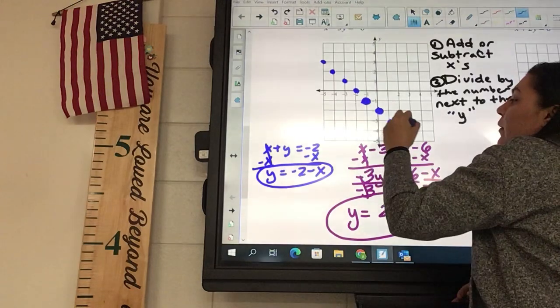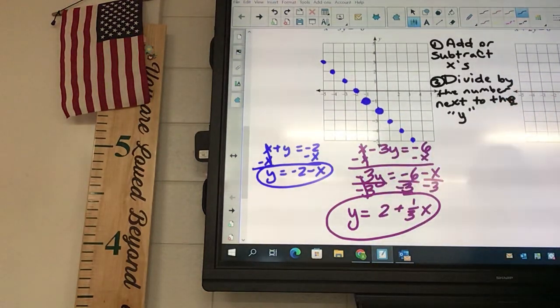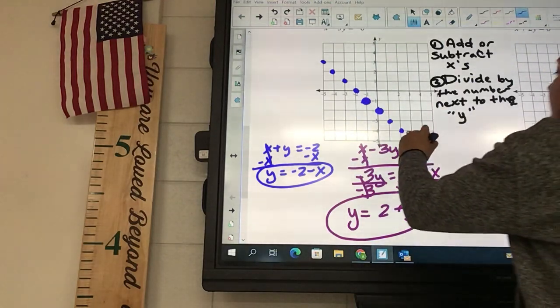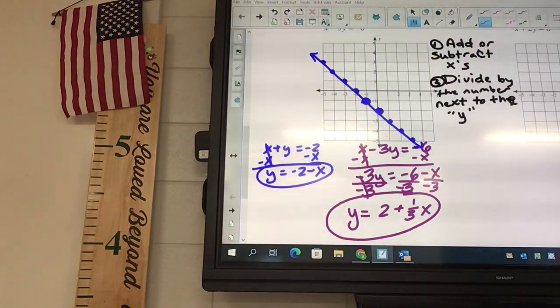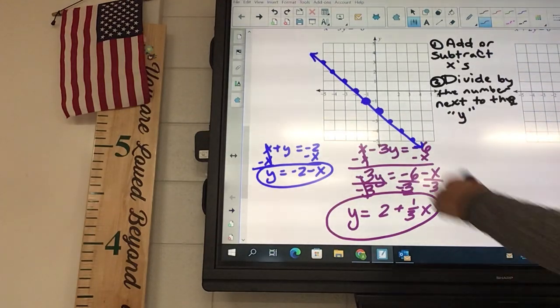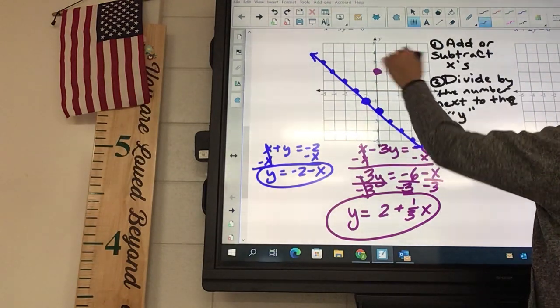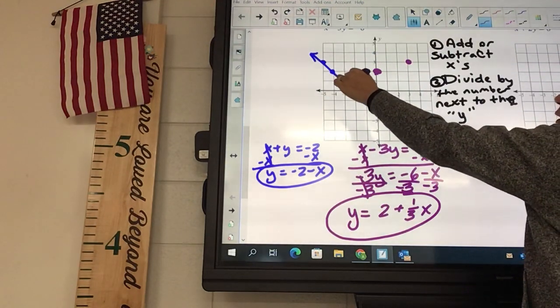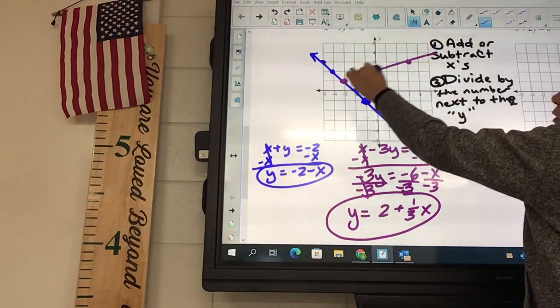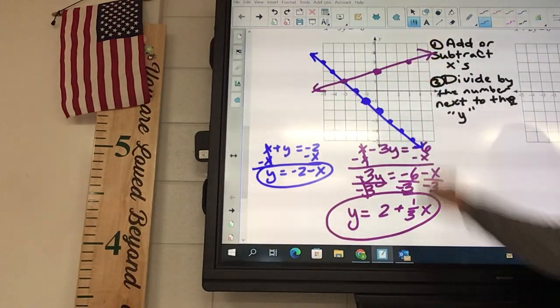Okay, so, and you have to plot as many points as you can on the first one. Okay, line 2, where does it start? Line 2 starts at 2. What is its slope? 1 over 3. So we can go up 1 over 3, or we can go down 1 over 3. As soon as you find that intersection point, you can be done graphing.